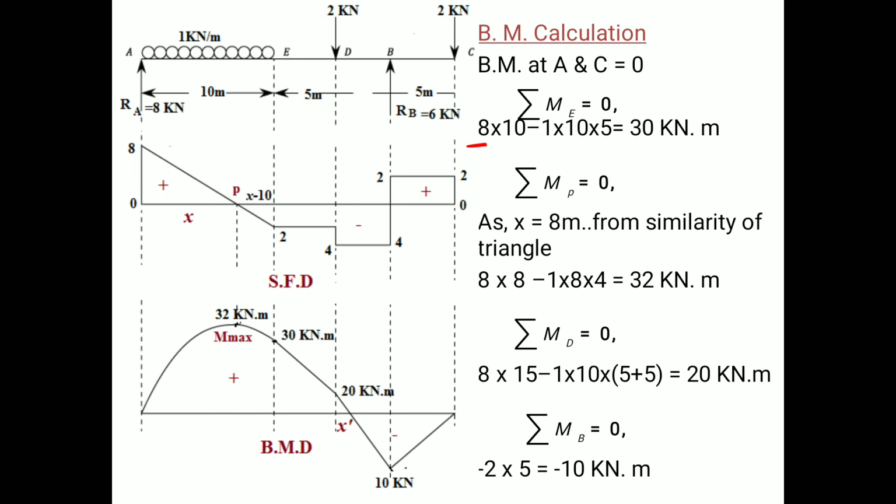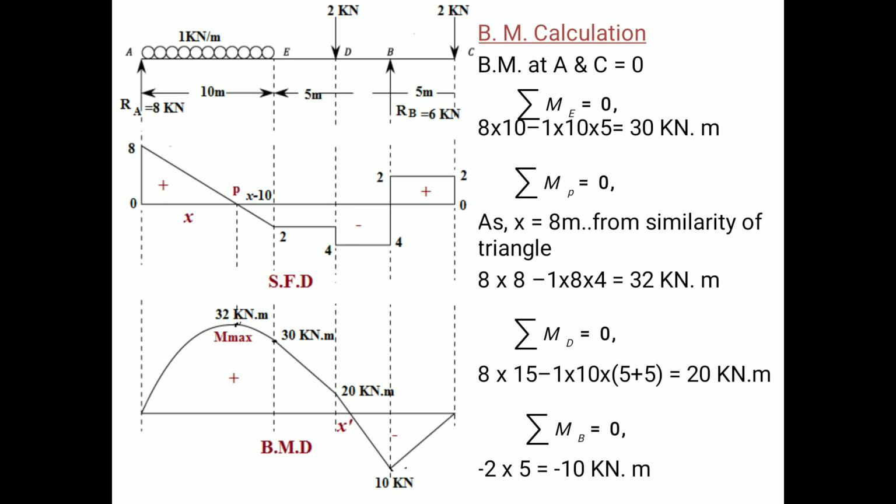Therefore first point is moment at E, summation of moment at E equal to 0. So 8 into 10 is nothing but shear force into perpendicular distance, will produce the sagging moment, therefore will be positive. Minus 1 into 10 into 5 means a UDL has to convert into point load, and the distance of point load is 5, half of the span. So it will produce the hogging moment, therefore will be negative. On solving it we have 30 kilonewton meter, that is the moment at E is 30 kilonewton meter.